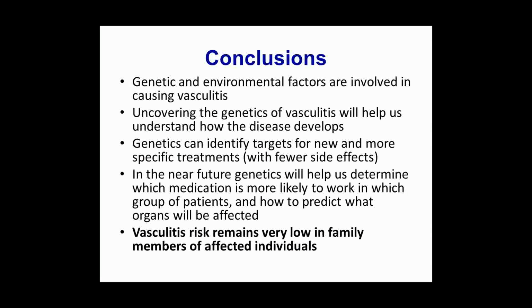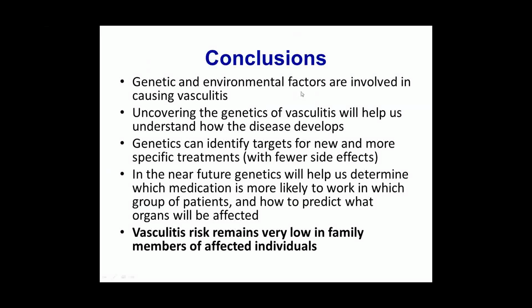And so to conclude and leave plenty of time for questions, it's important to emphasize that both genetic and environmental factors are involved in causing vasculitis. It's not a genetic disease per se or an environmental disease per se. It's the combination of both genetic factors and environmental triggers that cause the disease. We're understanding the genetic component more. We have some data on environmental factors.